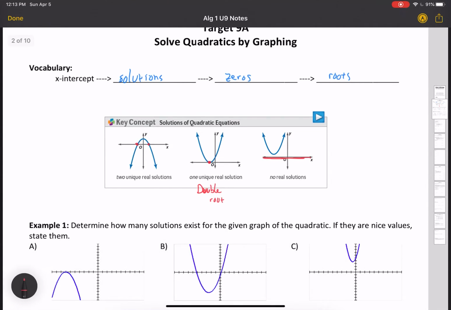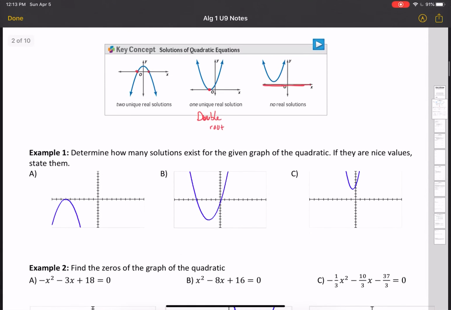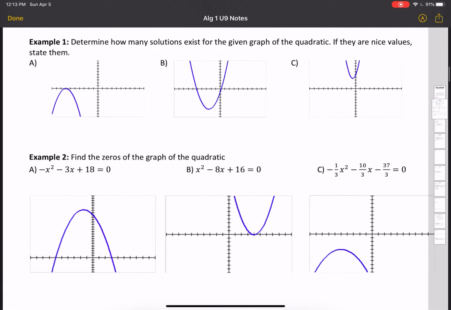So, first off, let's just determine how many solutions exist, and if they're nice values, let's state them. So, A, how many times does it cross the x-axis? It crosses it once right here. So there is one real solution. That's going to be our double root. Okay. And then we got to figure out what does the x equal. X equals 1, 2, 3, 4, 5, 6. X equals -7. So that is the amount of solutions for that quadratic.